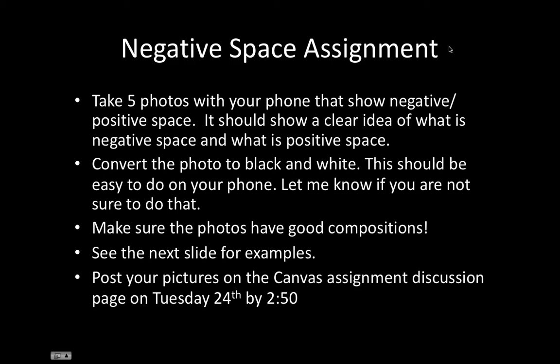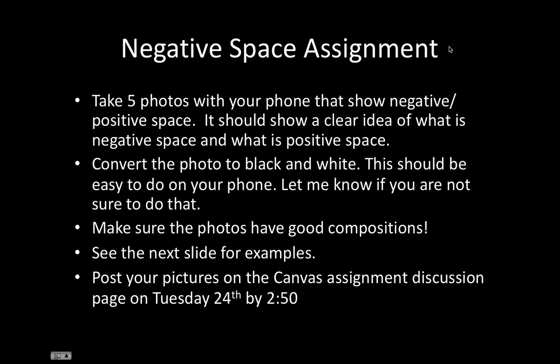Make sure that your photos have good composition. I know we just talked about how it's important to integrate in good composition, but for this image, I want to show clear negative and positive space. The way you make good composition is that your eye is moving all around the image, and that you have unity and variety. So let's look at some examples. You're going to post your image on Canvas by 2:50 on Tuesday the 24th.